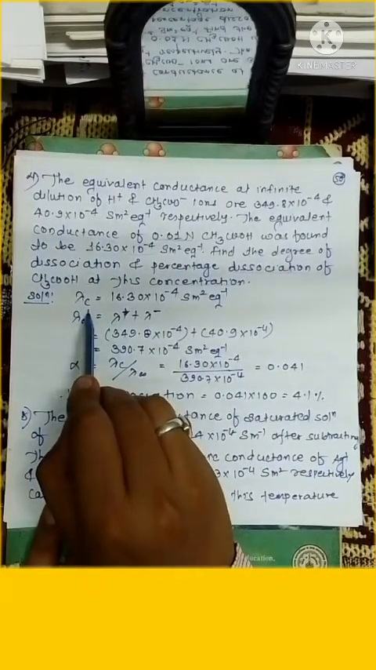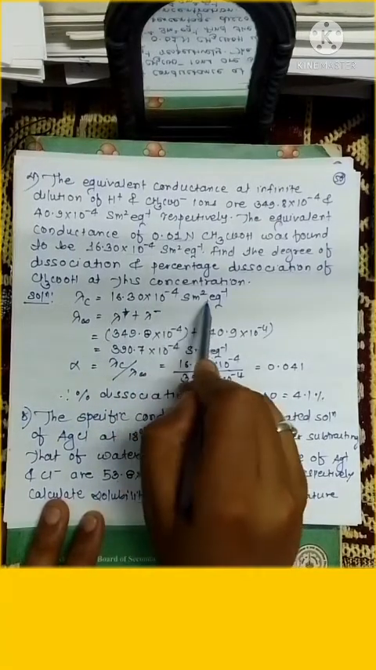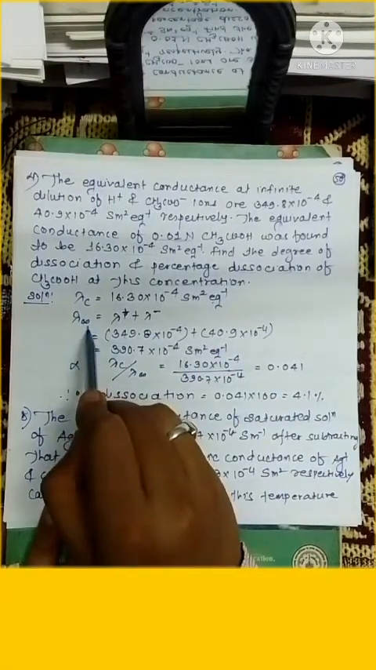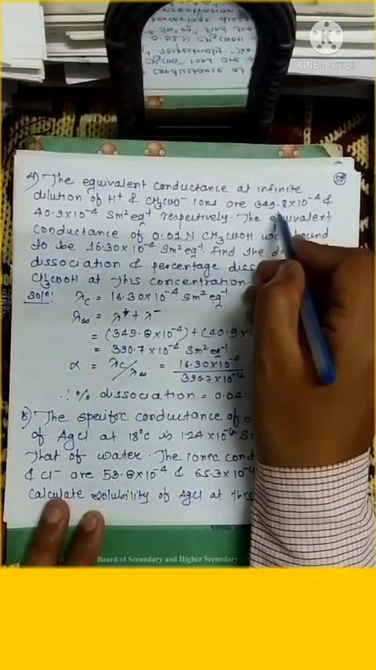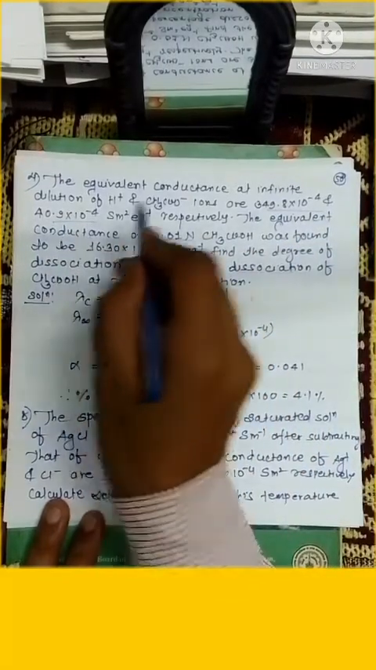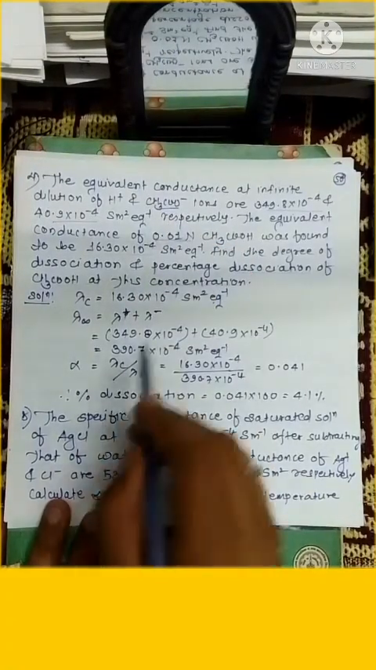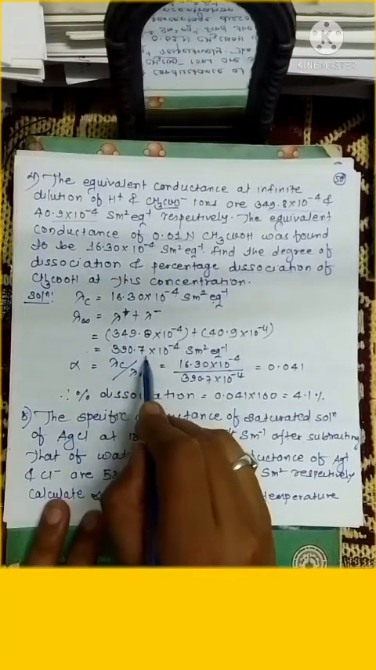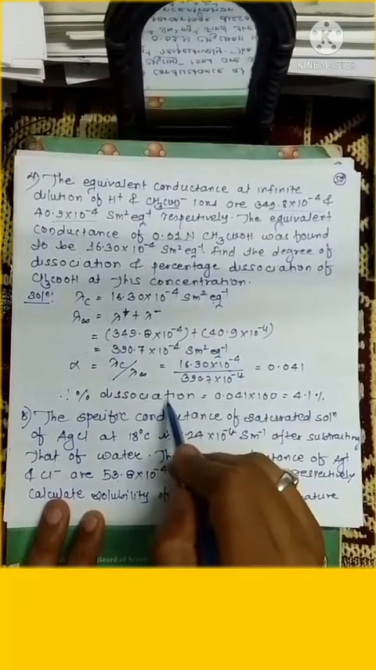So lambda C is given, that is equal to 16.30 multiplied by 10 raised to the power minus 4 Siemens meter square per equivalent. We know that according to Kohlrausch law, lambda infinity is equal to lambda plus plus lambda minus. Both values are given, for the H plus ion and for the acetate ion. So lambda infinity for acetic acid is equal to 390.7 multiplied by 10 raised to the power minus 4 Siemens meter square per equivalent.